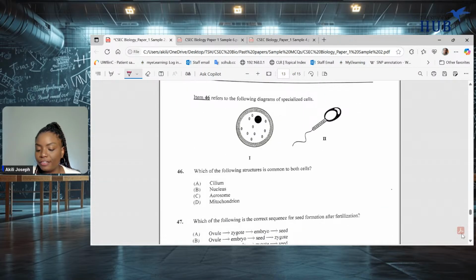Item 46 refers to the following diagrams of specialized cells. Which of the following structures is common to both cells? They both have nuclei.